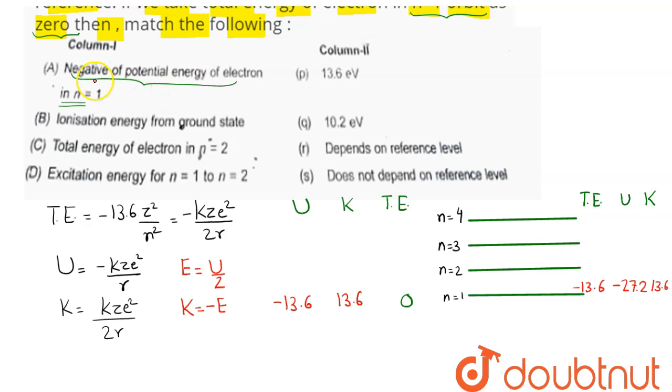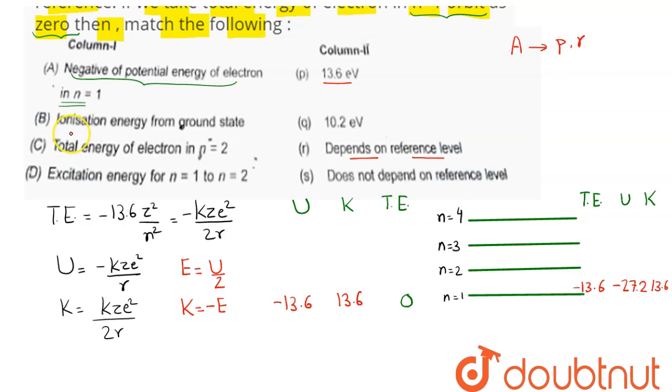So the first option says negative of potential energy of electron in n equal to 1. Here this potential energy negative value will be 13.6 eV. Hence option A matches with P, and it also depends on the reference level. If we take the reference level at n equal to 2, we have total mechanical energy as minus 2.54, so in that case we will add 2.54. It depends upon which reference level is being asked. Hence A matches with P and R.